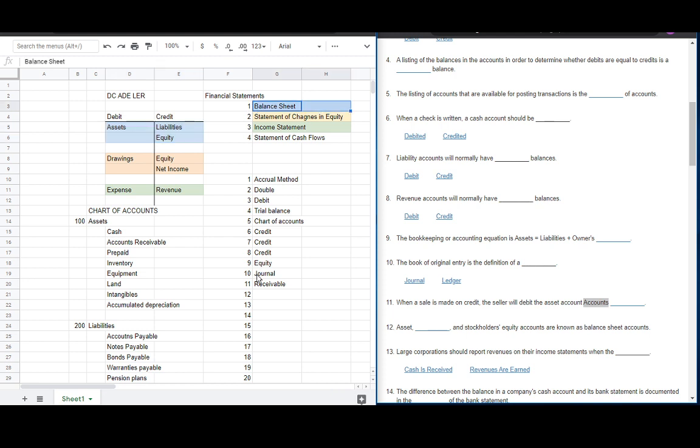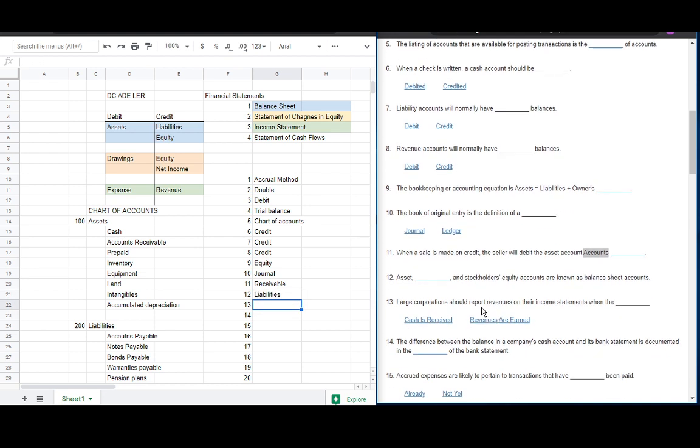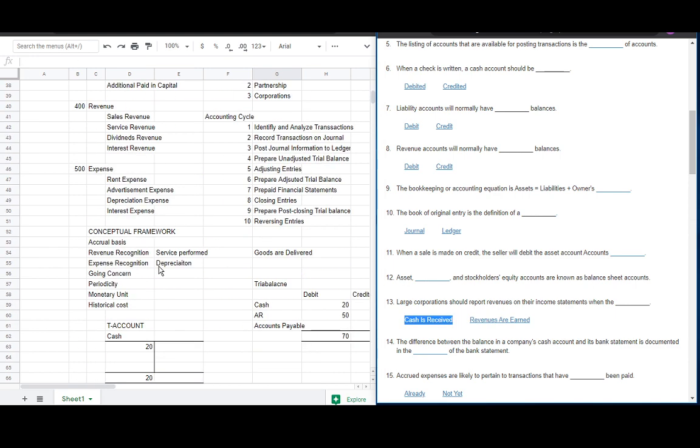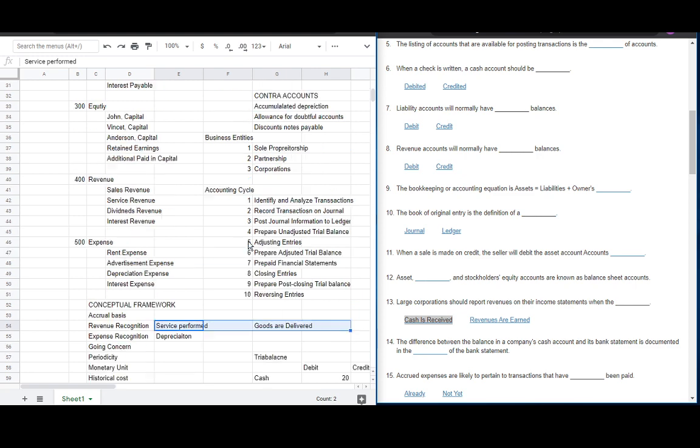So number 12, the asset, liabilities, and stockholders equity accounts are also known as balance sheet accounts. This is the balance sheet accounts. Oh, this is liabilities. Number 13, large corporations should report revenues in their income statement when revenues are earned. Again, the revenue recognition principle. But not when cash is received, but when the service is performed or goods are delivered.